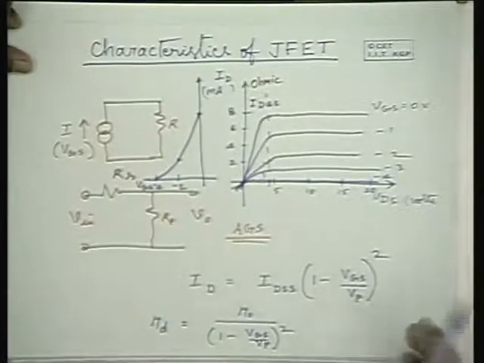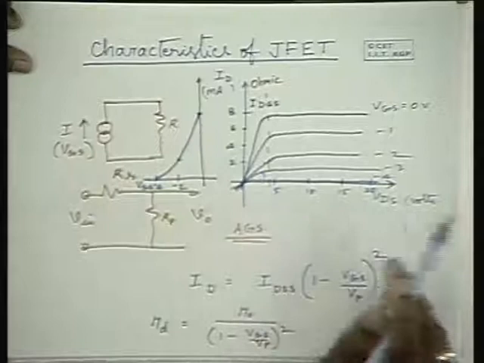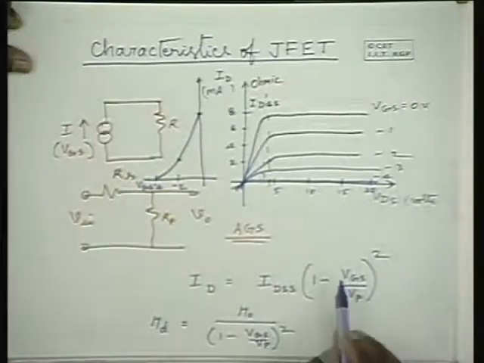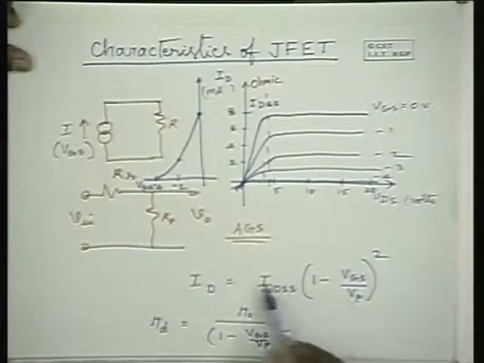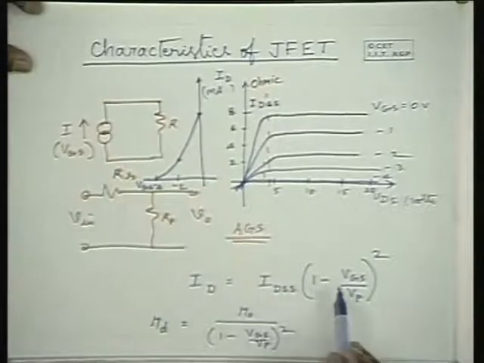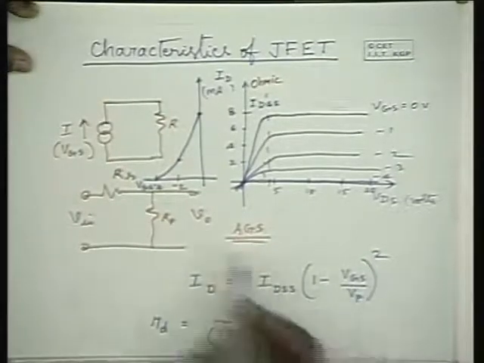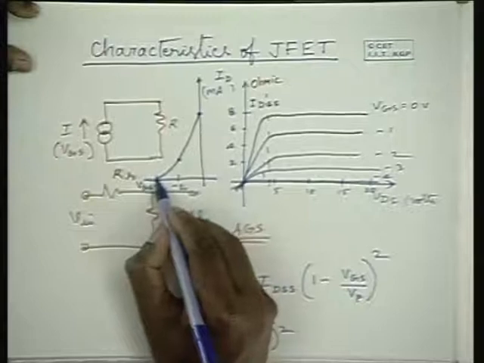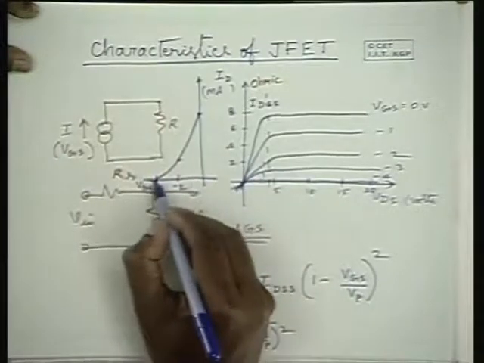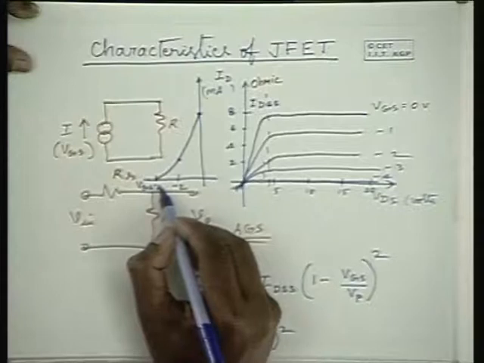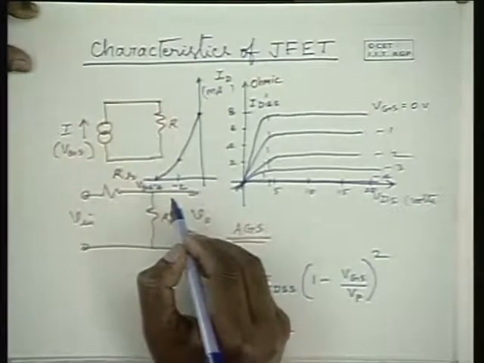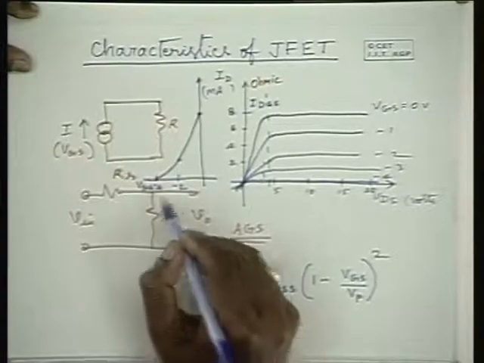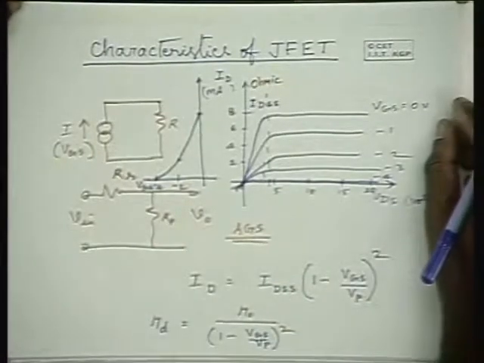Okay. Now let me go back to the characteristics once again. Please note that when VGS is equal to VP, ID is equal to 0. That means at this point ID is equal to 0, when VGS is equal to VP. In this particular plot VP is equal to minus 4 volts, and that voltage is known as pinch off voltage.